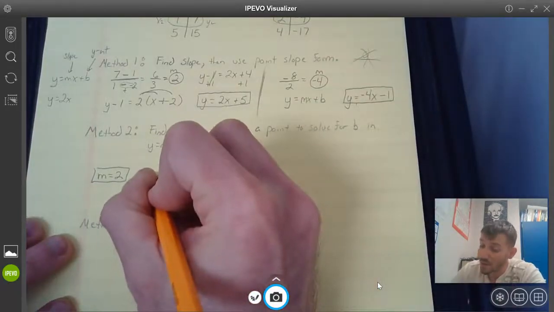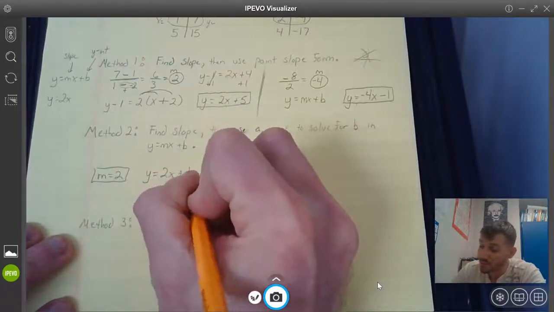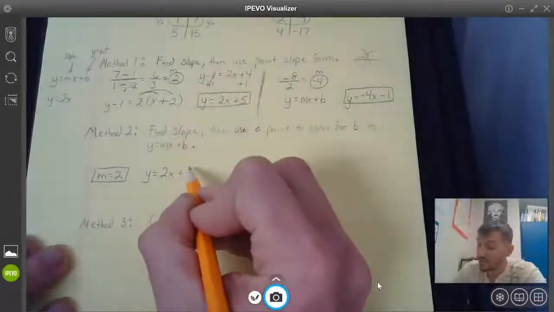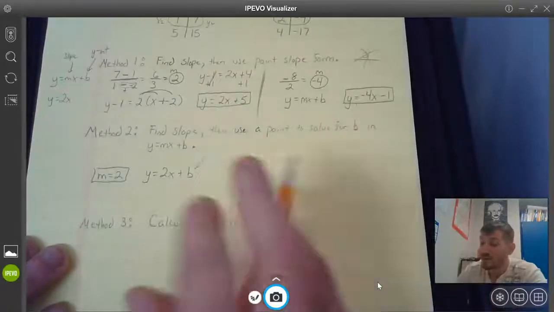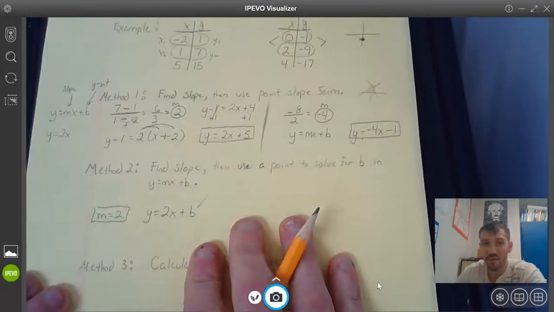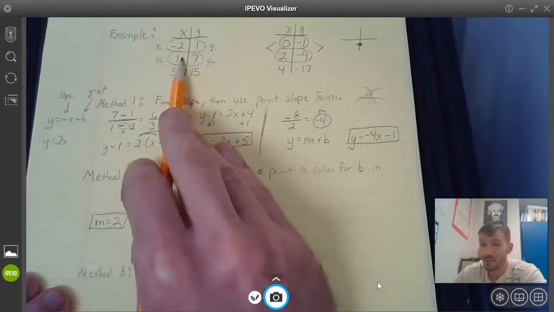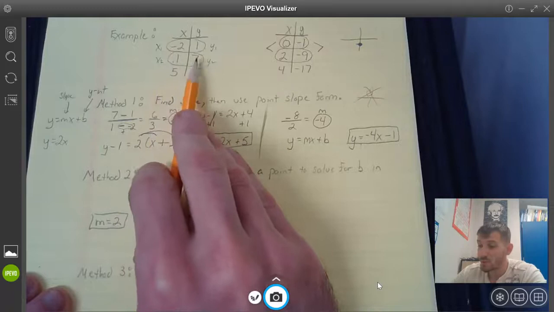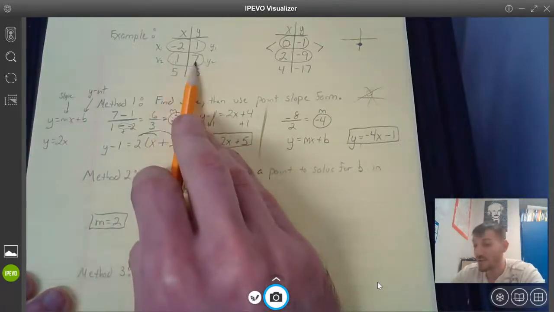So I'm going to write y equals mx plus b. The only thing that we have left to find that we don't know really is what b is. So what I can do is I can go back and pick any point and plug it in. For example, I'm going to pick the point 1 and 7. X is 1, y is 7.